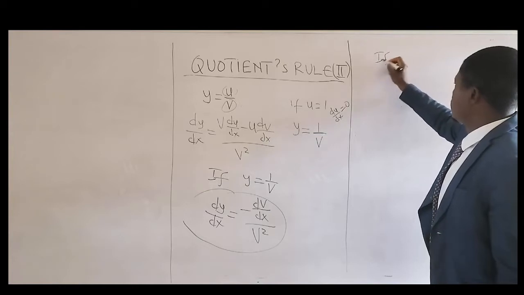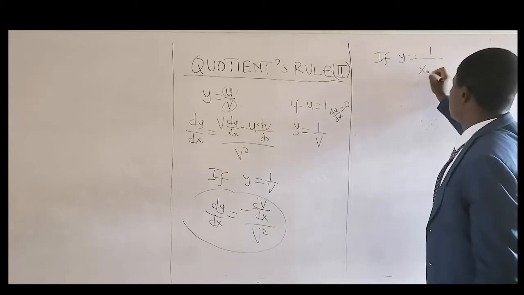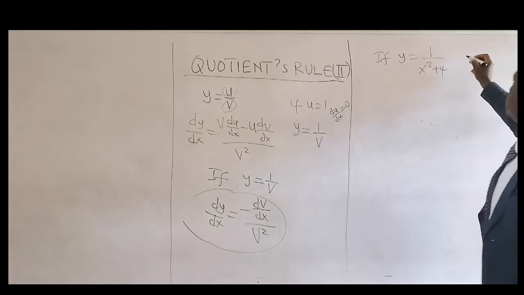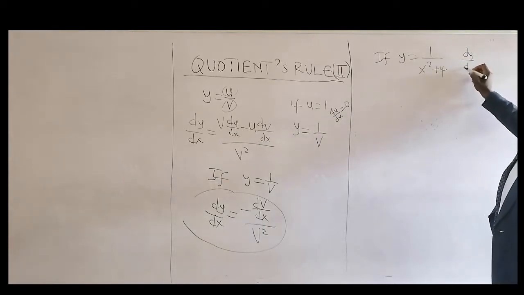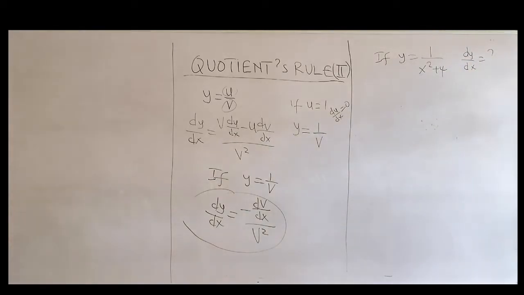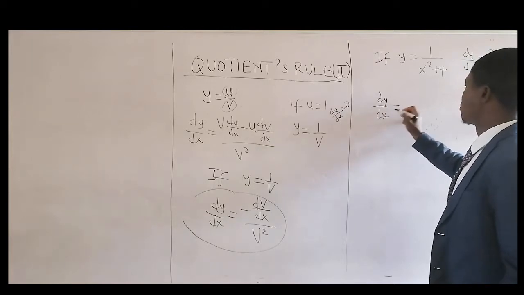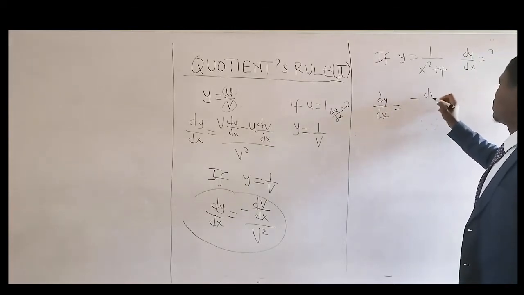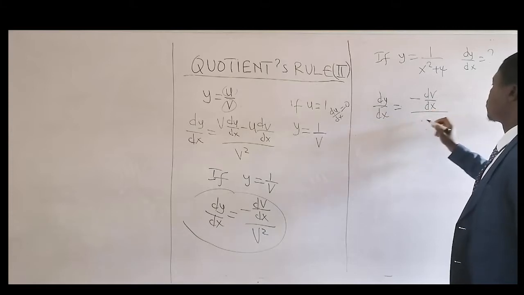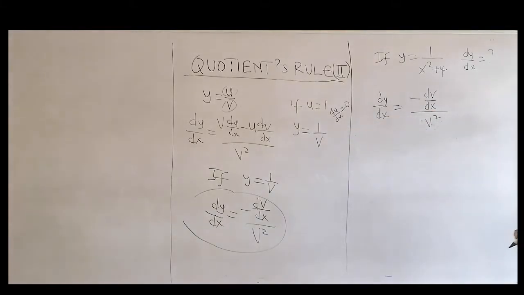If y is 1 over x squared plus 4, find dy/dx. We'll not waste time with this question. Our u is 1, so we'll go straight. Your dy/dx will just be equal to minus dv/dx over v squared. And my dv/dx, if you differentiate this one, is minus 2x over x squared plus 4, all squared.